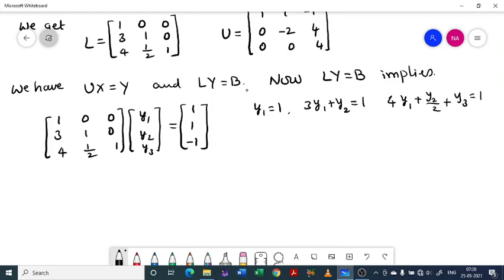So solving this, you will be getting Y1 equal to 1, that we got directly. Y2, it will be minus 2. Y3, you can check that it will be minus 4.